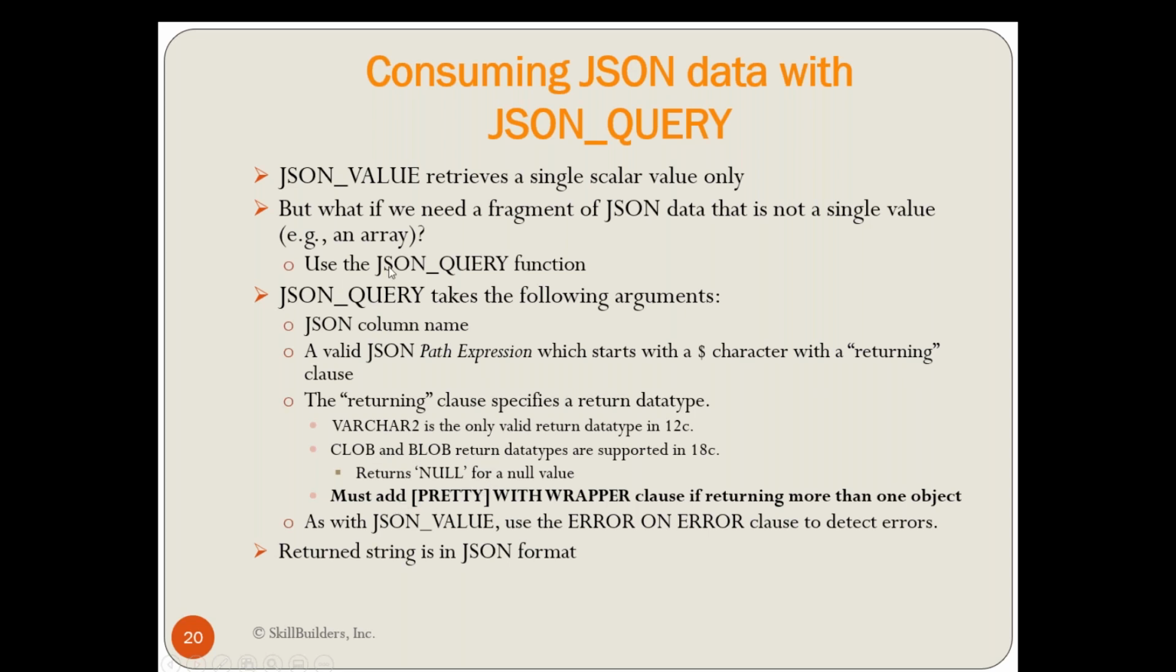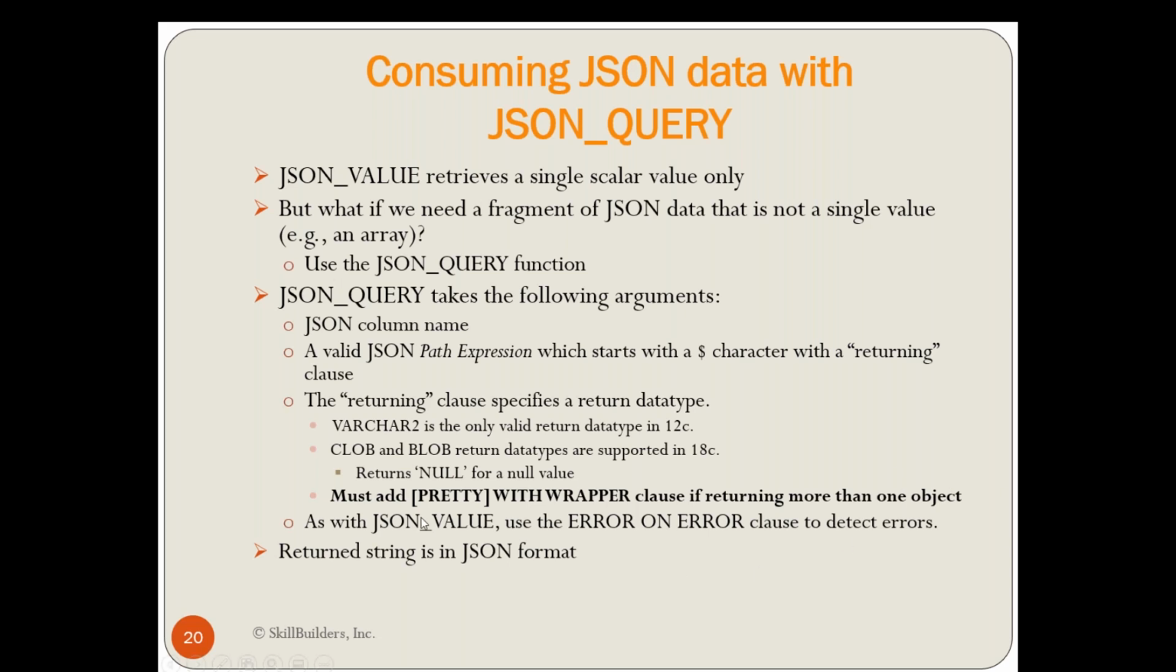Additionally, the second thing you have to remember in the JSON query clause is that if you return more than one object, it's going to give you an error unless you put in another clause with wrapper. So as well as the clause that gives it the return data type, you need a clause that says with wrapper or pretty with wrapper. With wrapper is just basically one long string for the JSON data. Pretty prettifies it and gives it indented and so on, and it looks like nice JSON format.